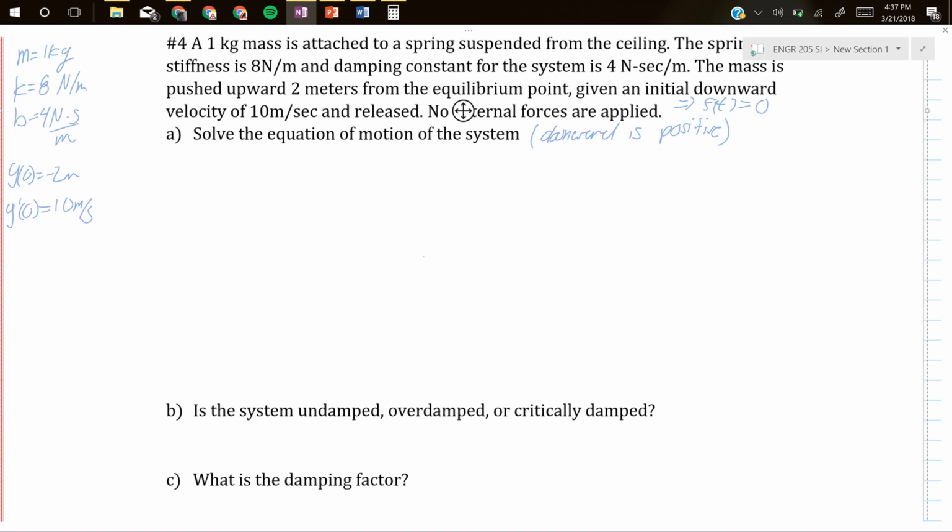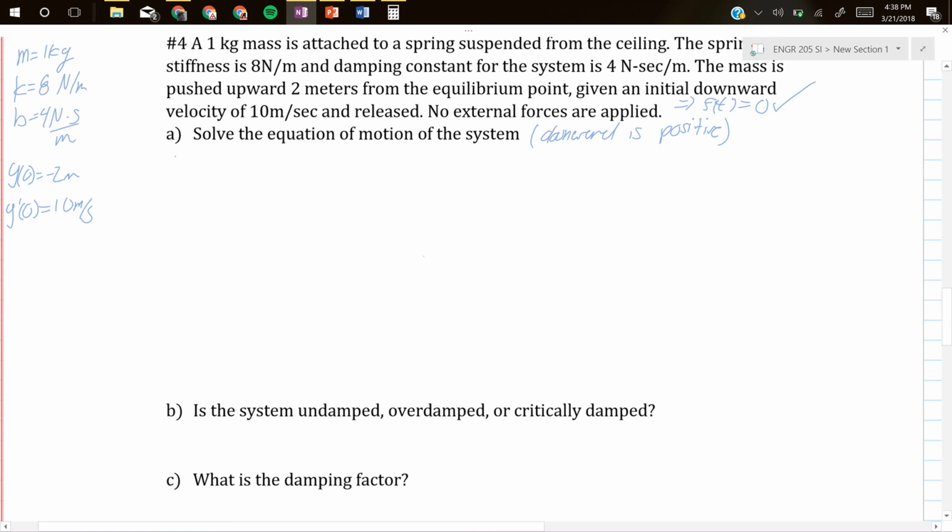The big difference is the sign. Since it said downward is positive, and the mass is moved upward 2 meters, upward is negative, that means y of 0 is negative 2 meters, and it is given an initial downward velocity of 10 meters per second. Since it's downward, it's positive 10 meters per second. There's no external forces, meaning f of t is 0, which I love. And now I have to solve for the equation of motion. Remember, the equation of motion is just y of t. So now I'm going to plug all these different variables in.